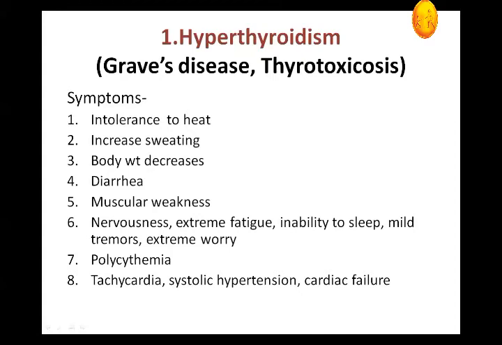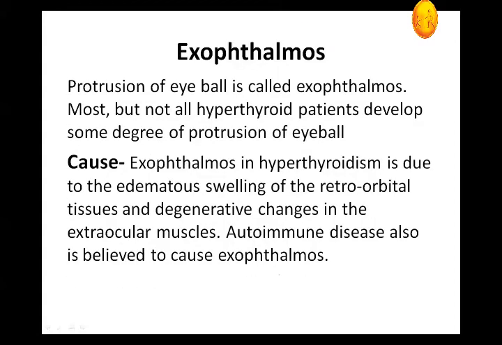Some signs are there. There is a typical sign. As soon as the patient comes to the clinic, we will see that surely this patient is of this type, because the typical sign is there. Exophthalmos. Please write this down. Exophthalmos means protrusion of the eyeball. Not all hyperthyroid patients develop it, but some degree of protrusion of the eyeball is there. You may differentiate between normal large eyes and the protrusion, meaning the eyes coming outward.